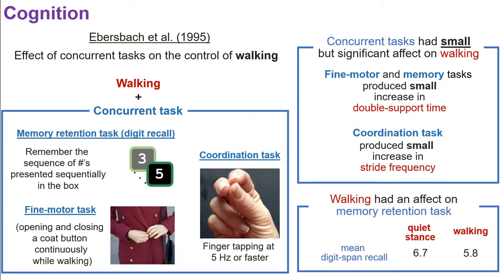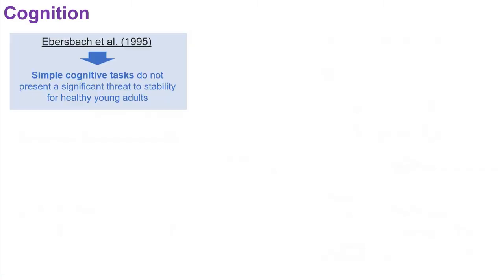The researchers also observed that walking impacted performance on the memory retention task. Here we see that performing the memory retention task while standing quietly led to a larger number of digits being recalled compared to when the task was performed while walking. The broad strokes takeaway of the study by Ebersbach and colleagues is that simple cognitive tasks don't present a significant threat to stability of mobility for young healthy adults.